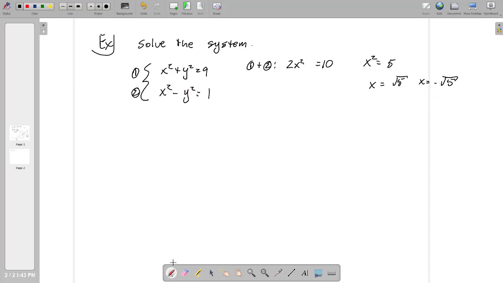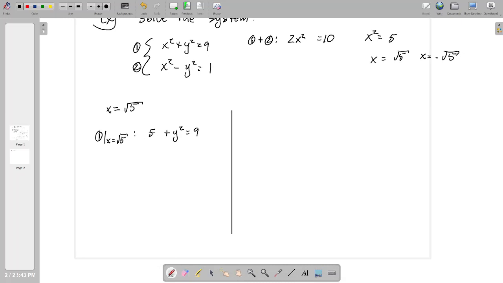Okay, so we're going to do a little bit of bookkeeping here. And on the left side of this line here, we're going to say x is equal to square root 5 and see what we get when we plug it in. Let's do equation 1 such that x is equal to square root 5. If we plug that in, the square root of 5 squared would be 5, plus y squared is equal to 9. Not too bad. Subtract the 5 over, and we get y squared is equal to 4. This then implies that y is equal to either 2 or y is equal to negative 2.